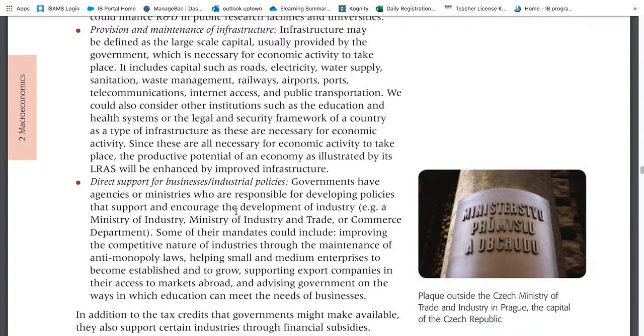Because remember, we want growth, right? And one way of providing growth is by having more supplies out there to buy so that the GDP goes up.